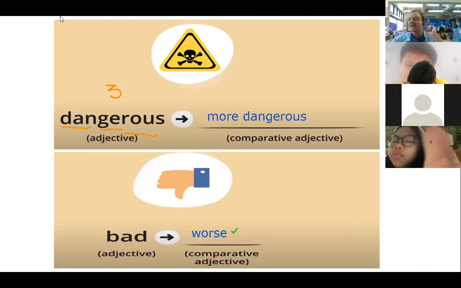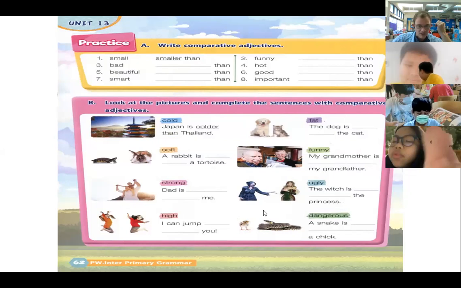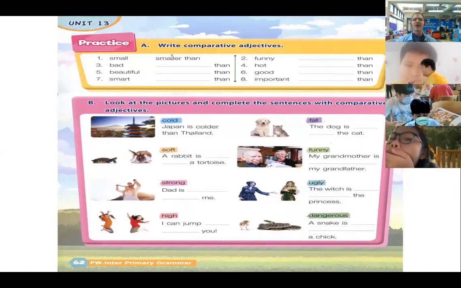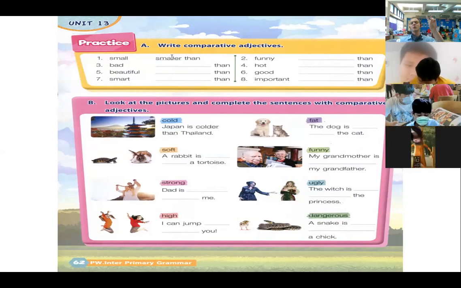So now that we understand the rules, let's see if we can apply them. I'm not sure if you guys have answered these in your books, but I want us to go through them. Let's see if we can answer them nice and quickly. The first one we have is small. The comparative adjective here is smaller than. We're always going to put than at the end, but look at the word, we just add an ER. What about the second one, number 2, funny?